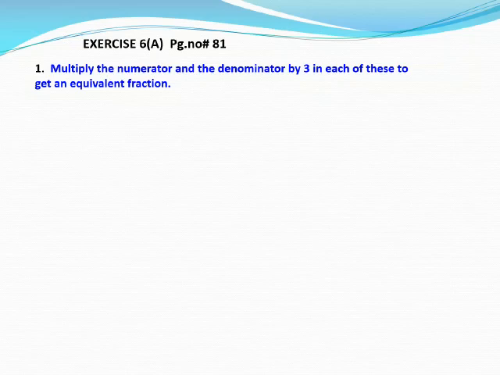First question is, multiply the numerator and denominator by 3 in each of these to get an equivalent fraction. So first question is 1 by 5. Find out an equivalent fraction of 1 by 5 by multiplying numerator and denominator by 3. Let us see what is the answer. When we multiply numerator and denominator by 3, we get 1 times 3, 3, 5 times 3, 15. So the answer is 3 by 15.